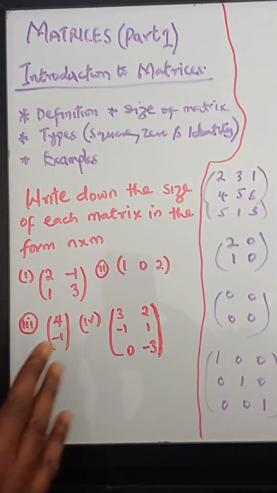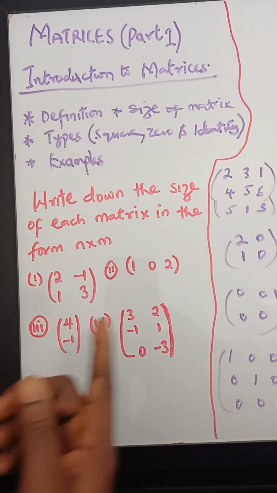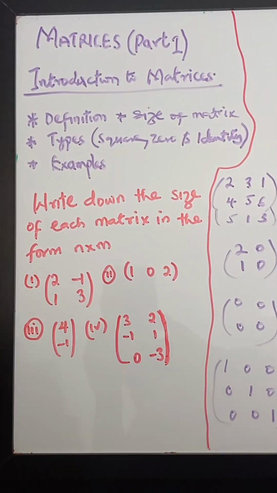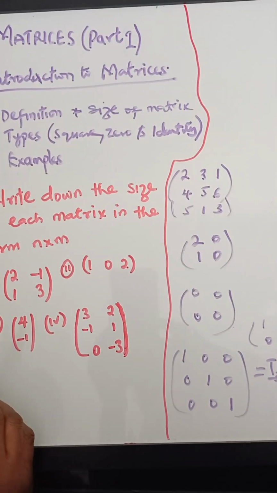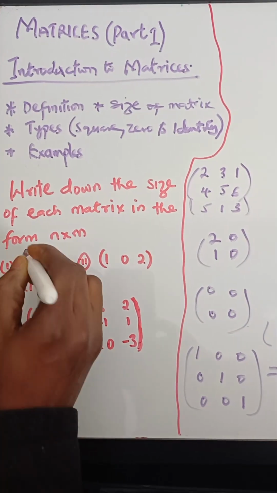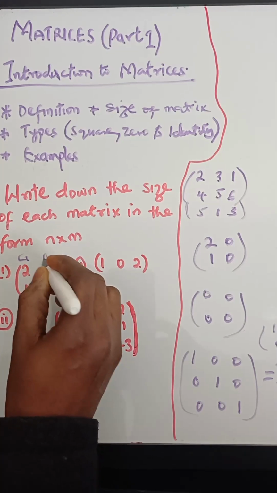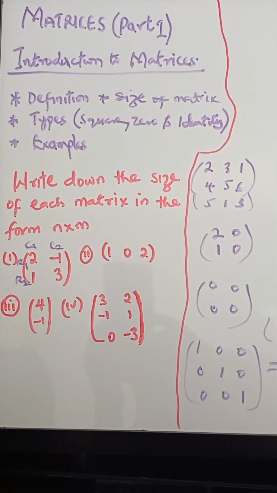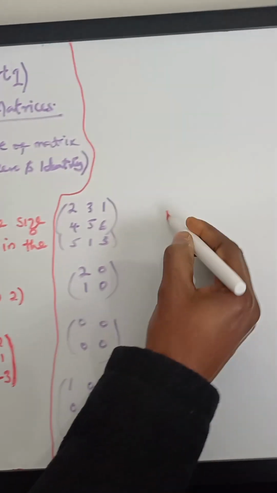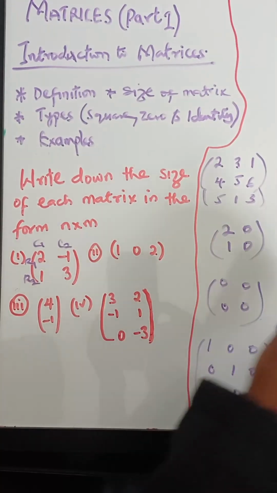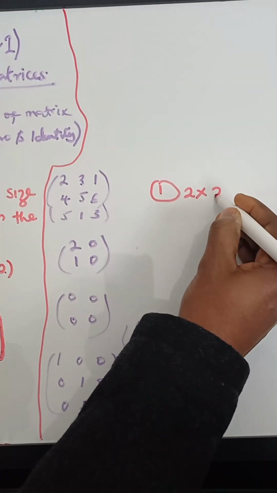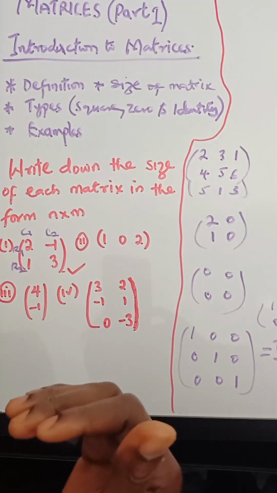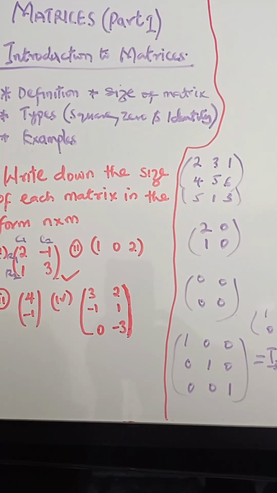And here we are to write down the size of each matrix in the form of n by m. n is the row, m is the column. So if you look at the first one, you discover that you have column 1, column 2, row 1, row 2. So it is safe to say it is 2 by 2. That's the size of this matrix. It's a matrix of order 2 by 2. It has 2 rows and it has 2 columns.